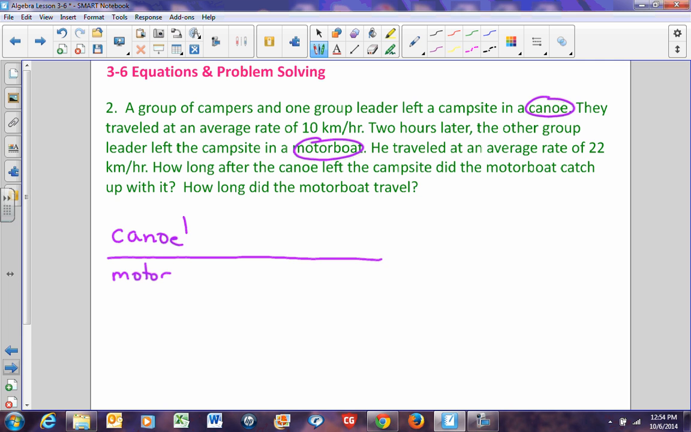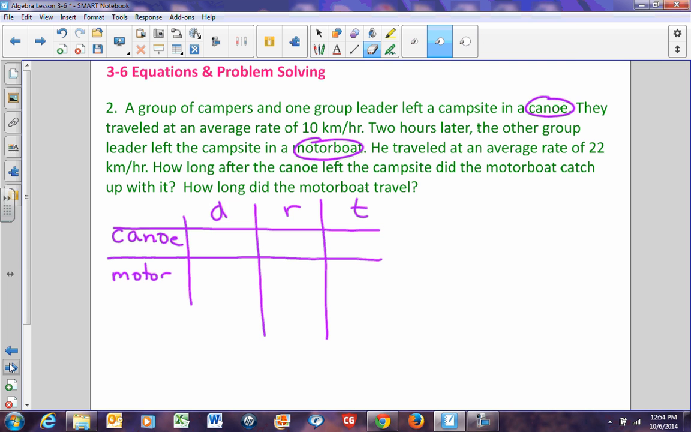Okay, so we have distance, rate, time. And it's asking us for how long after the canoe left the campsite did the motorboat catch up to it, and how long did the motorboat travel? So it's asking us for 2 things. So we should look at this question with that in mind, that we're being asked to find 2 separate things here. Okay, so a group of campers and one group leader left the campsite in a canoe.